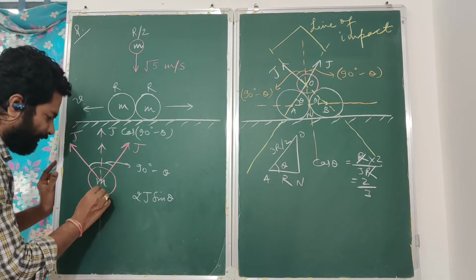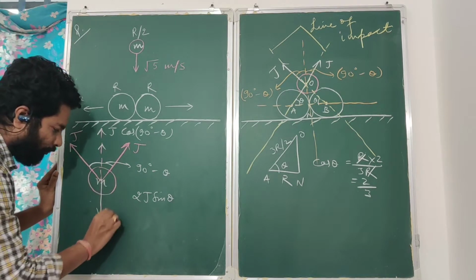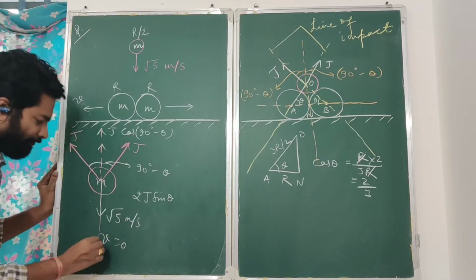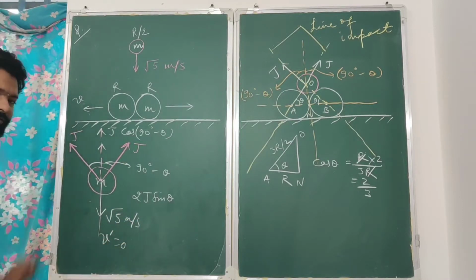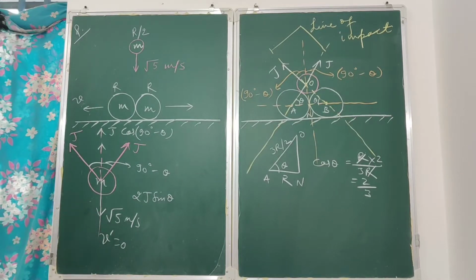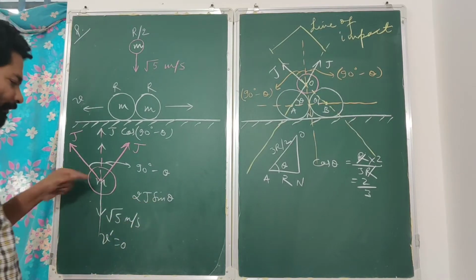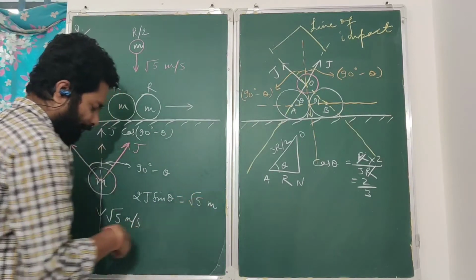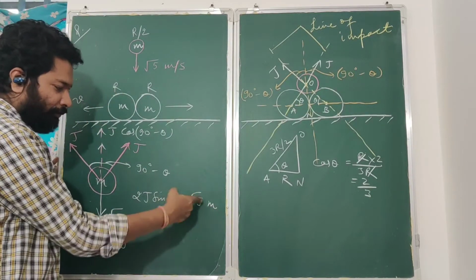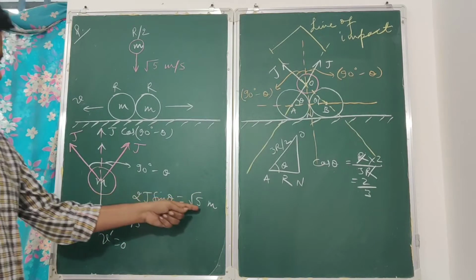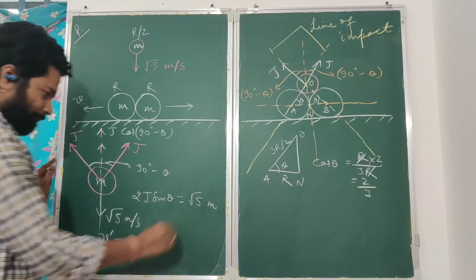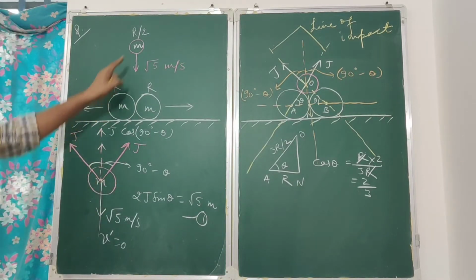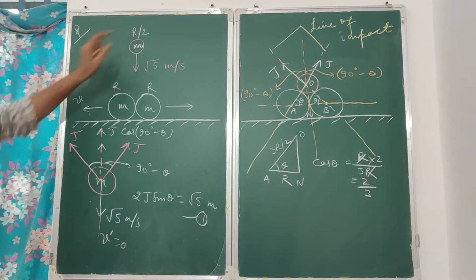Initial velocity is root 5 meter per second, and finally it is coming to rest. So v dash, let us say, is 0. So what is the change in momentum? We can write 2J sin theta is equal to root 5 into m minus m into 0. That term will be 0, so we can directly write it as root 5 into m. This is one of the equations which we have written for the ball having radius r by 2.